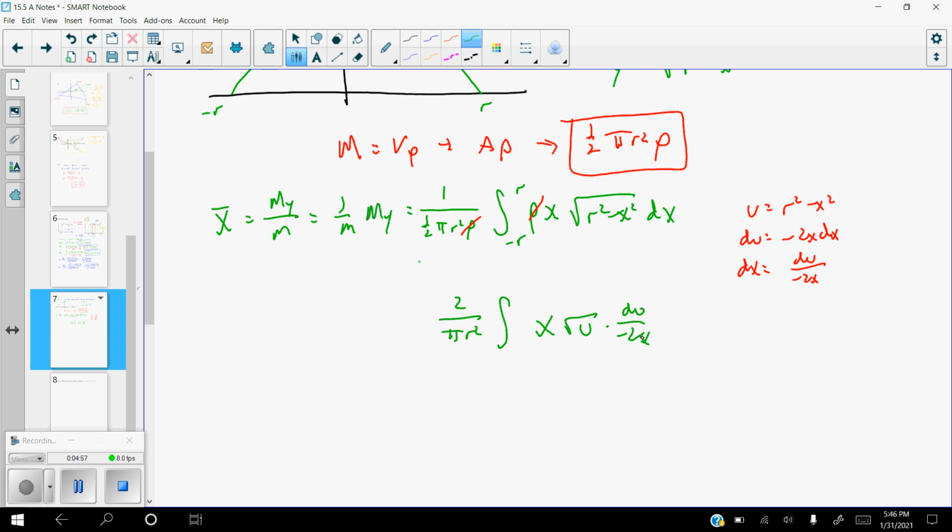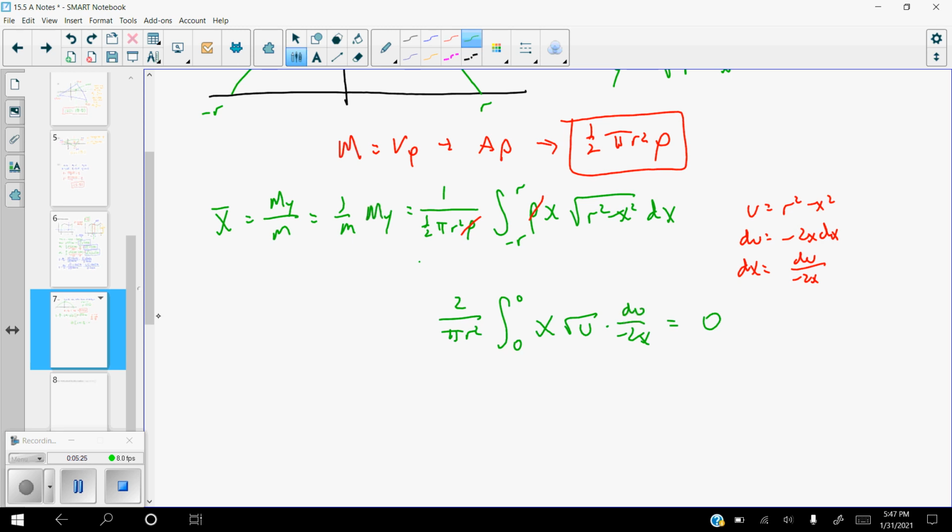And I'm going to go ahead and change the bounds here. Oh, this is actually kind of nice. If I plug negative r in for x, I get 0. If I plug r in for x, I also get 0. I really don't even have to finish this one because now I've got an integral from 0 to 0, which just means it's 0.